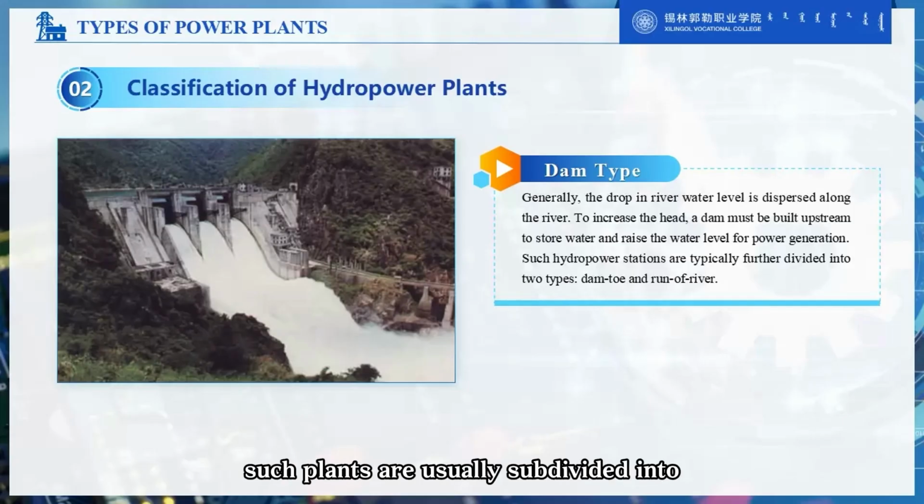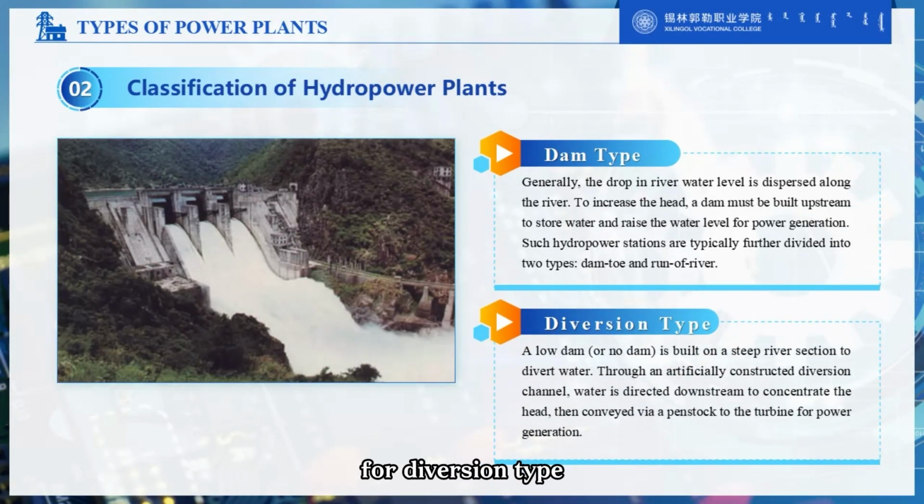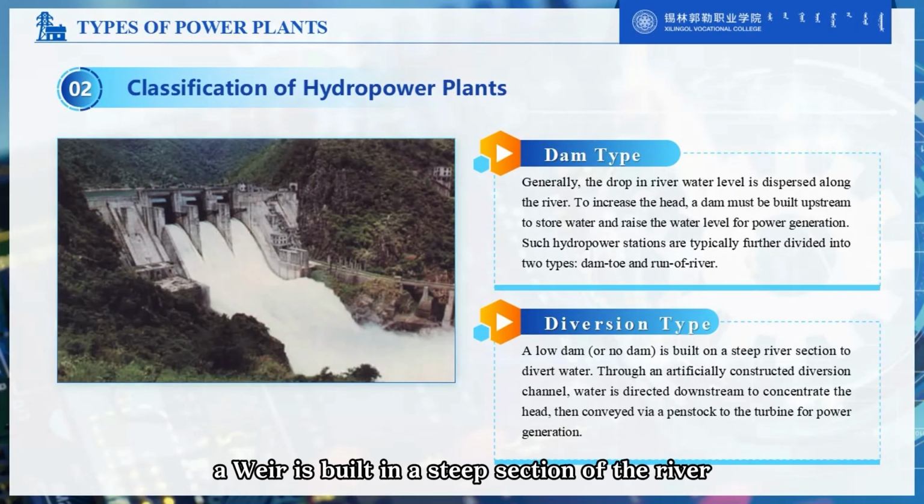Such plants are usually subdivided into behind-the-dam and run-of-river types. Diversion type: a weir is built in a steep section of the river to divert water. Then, through a man-made conduit, the water is directed to a point downstream where the head is concentrated. It then flows through a penstock to a turbine for power generation.